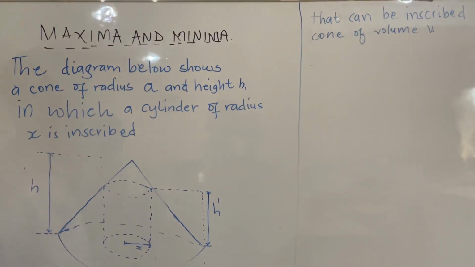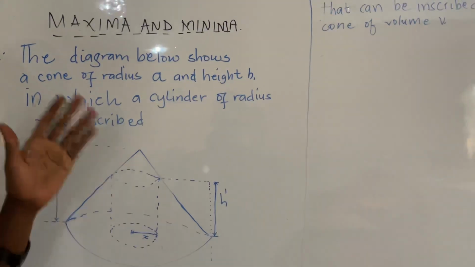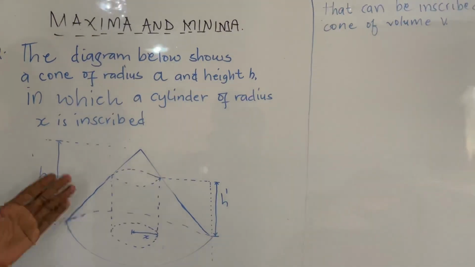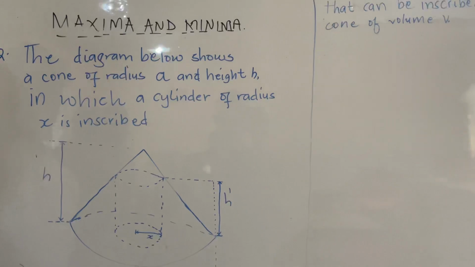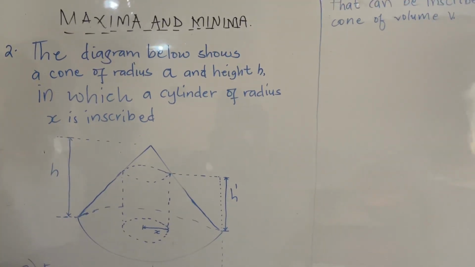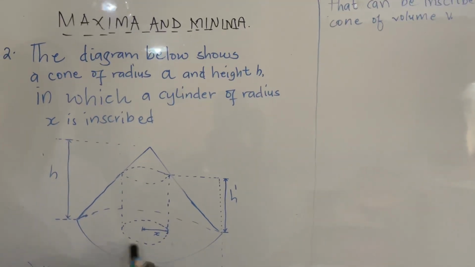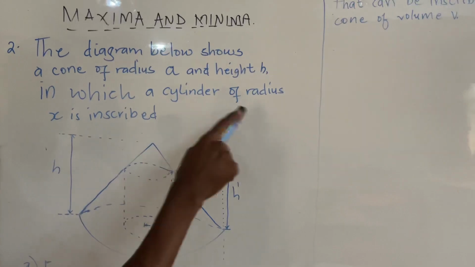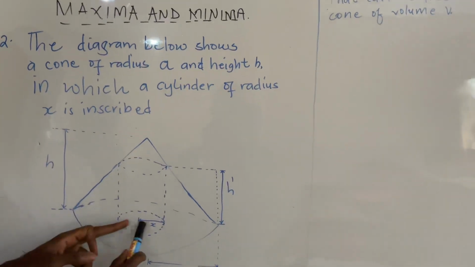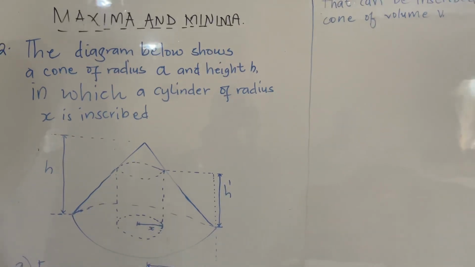So in our previous example, we saw how we can apply differentiation to get the maxima and minima. We also have another example here. The diagram below shows a cone of radius a and height h, in which a cylinder of radius x is inscribed. It is inside of the cone.